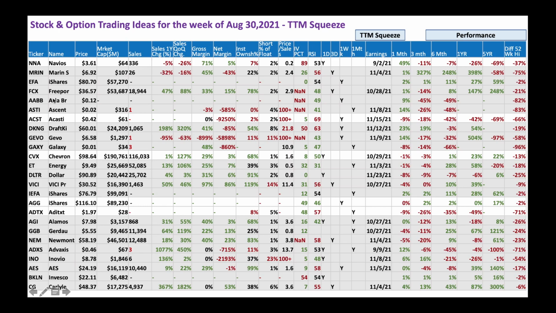As an example, Freeport McMoRan has good sales growth here. Same story with DraftKings, Chevron, and so on and so forth. If you stick with these fundamentally good companies, you don't need to risk too much. It's a little bit of a conservative play.